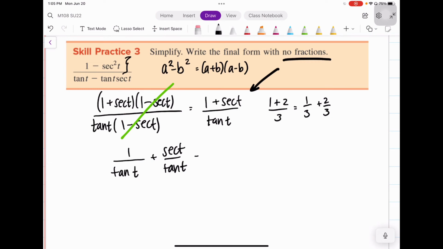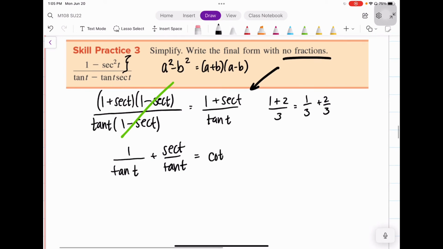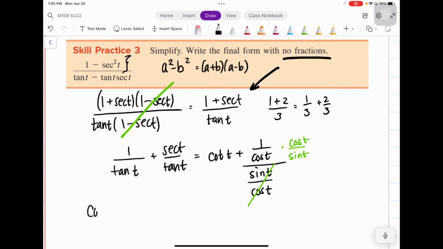This is the same thing as cotangent t plus 1 over cosine t divided by sine t over cosine t. And if you can't see the cosine simplify at this point, what you would want to do is multiply by the reciprocal. That's going to give you the cotangent of t plus 1 over the sine of t, which using the reciprocal function is cosecant t. So we have cotangent t plus cosecant t as our final answer.